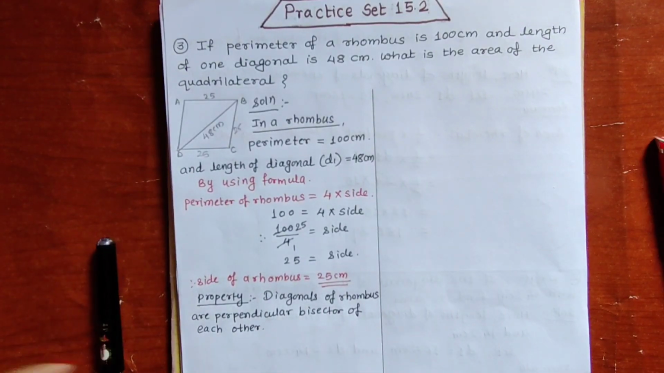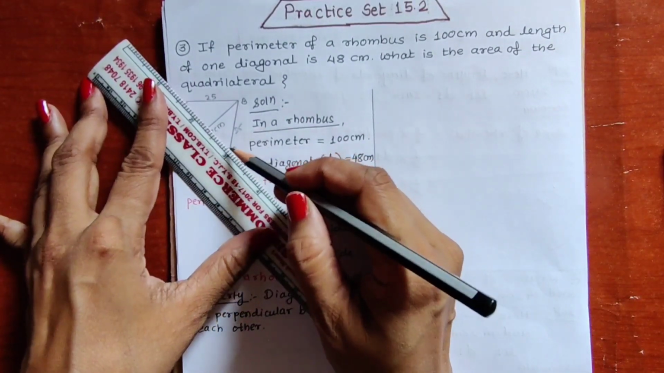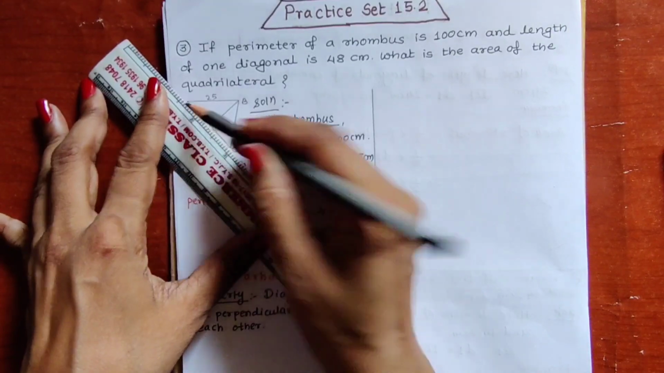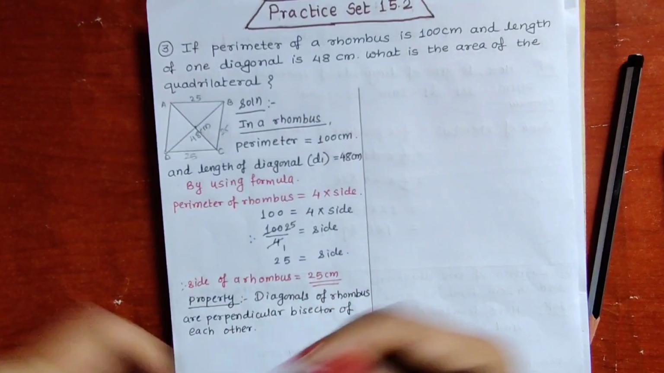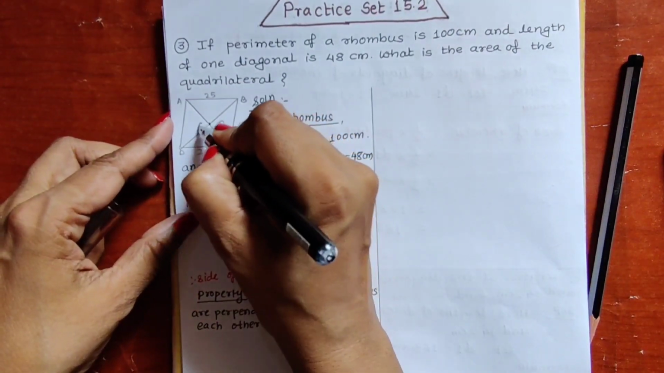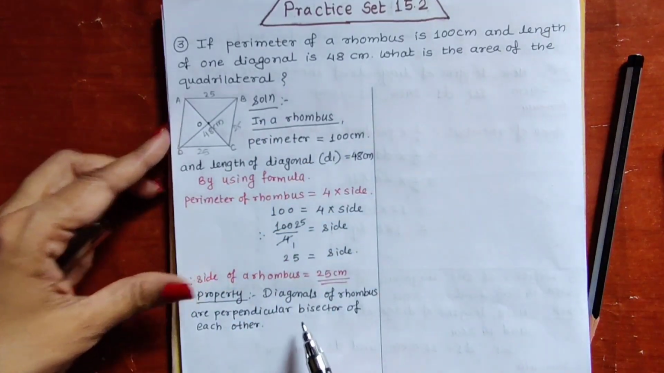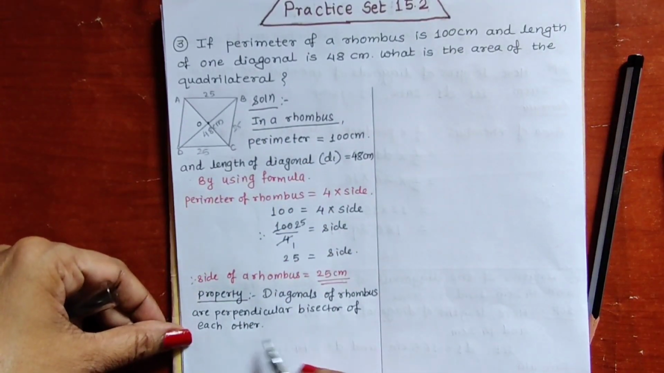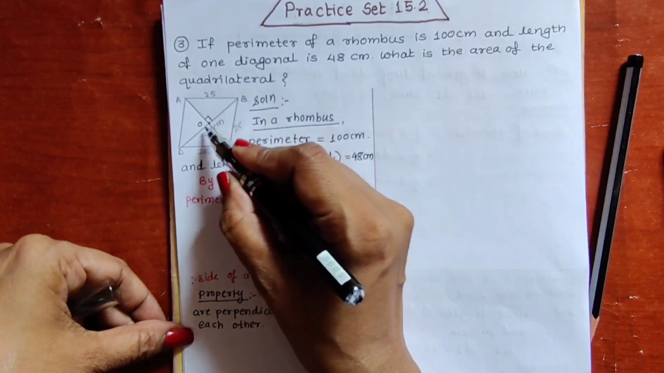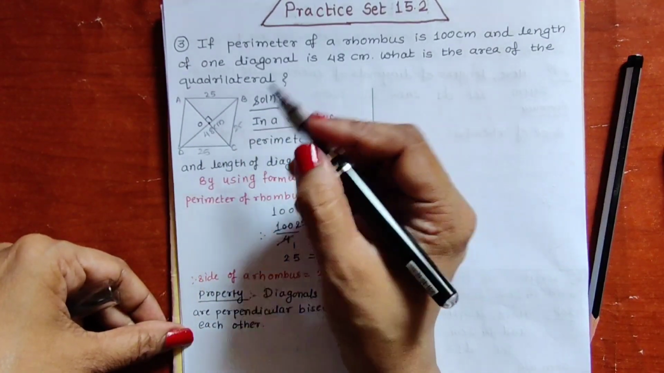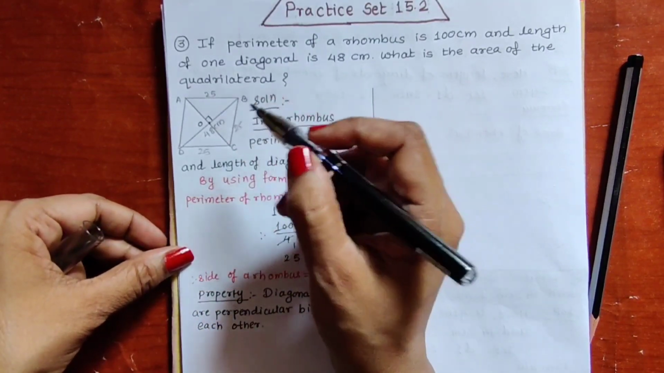Now let us draw the second diagonal here, diagonal AC. So they intersect each other at point O. This is point O. So AC and BD intersect each other at point O. But the property is they are perpendicular bisectors of each other. So perpendicular means here 90 degree angles are made. All four angles will be 90 degree, and they bisect each other means what?